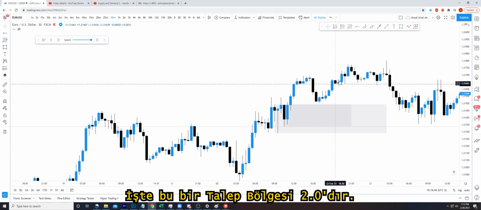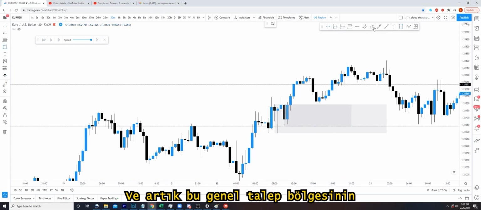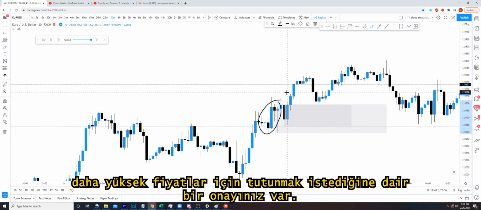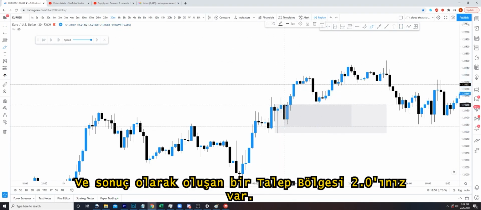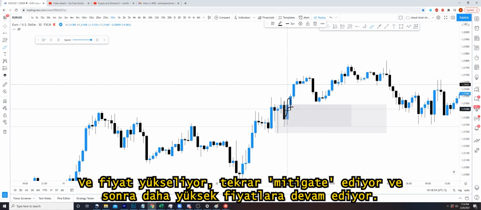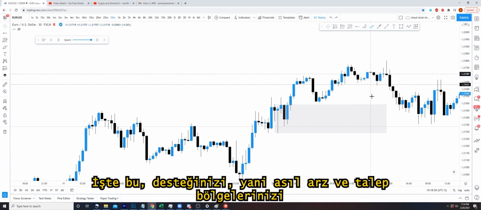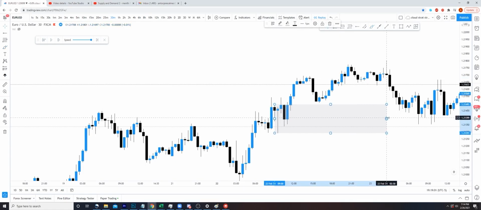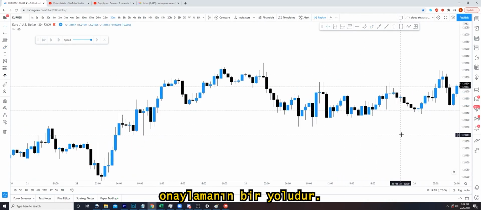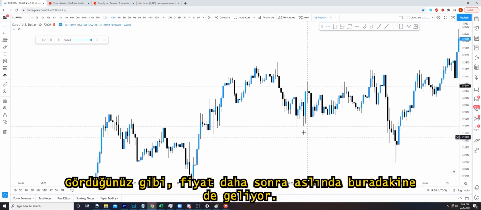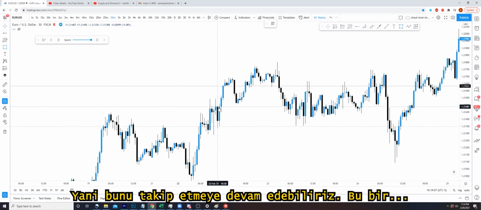That is a demand zone 2.0, and now you have confirmation that this demand zone overall wants to hold for higher prices, and you have a demand zone 2.0 that forms as a result, and price moves higher, mitigates it again, and then continues to higher prices. And that's one way to confirm your actual supply and demand zones, okay? As you can see, price then does actually come into that one as well, so we can actually keep following this.